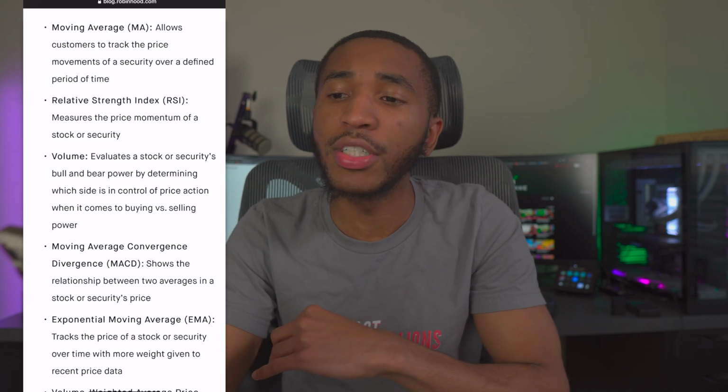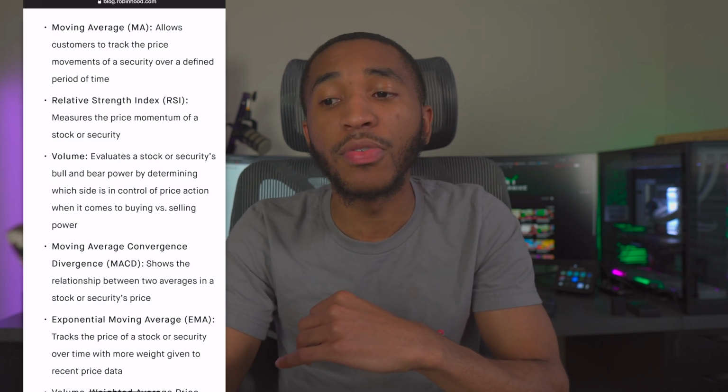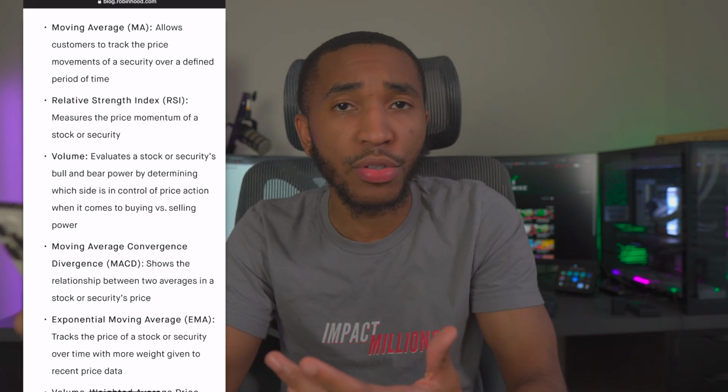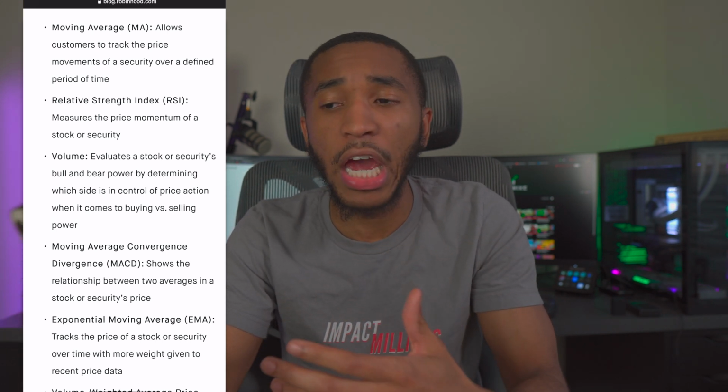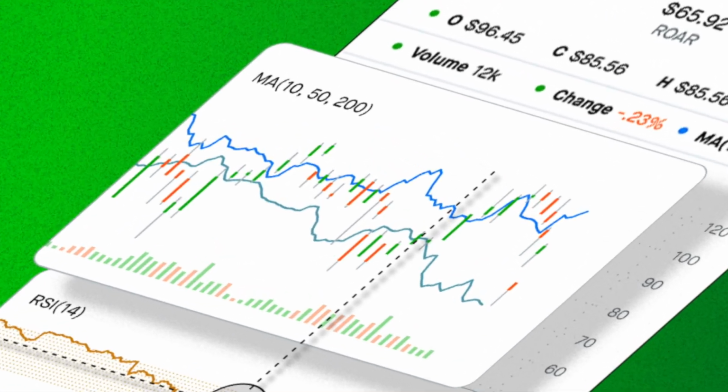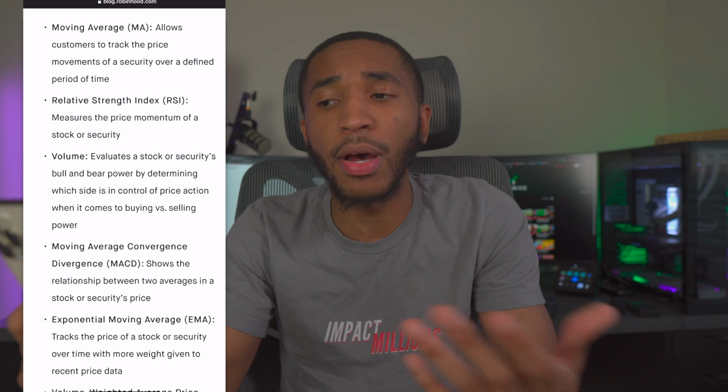We'll have the moving average, which allows customers to track the price movements of a security over a defined period of time. That'll probably be the 200-day moving average, the 50-day moving average, or something on those lines. Maybe you'll get both, maybe you'll get one or the other. We'll find out when it loads on to our particular apps by October.